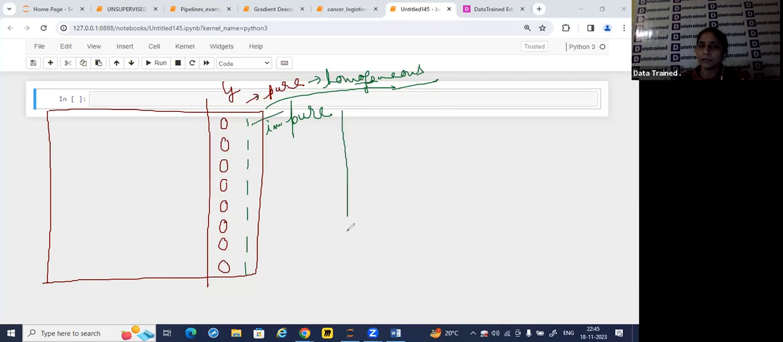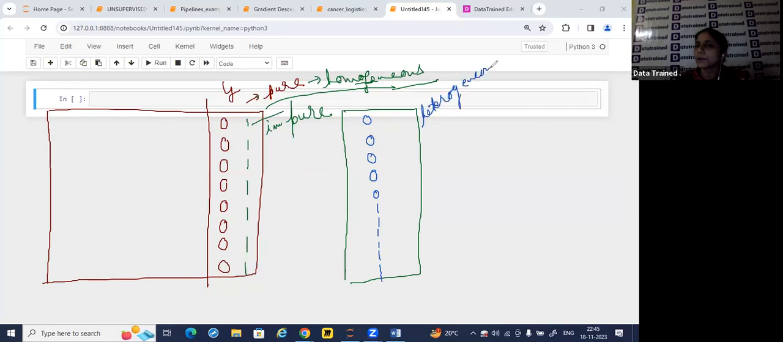Impure means my data set has mixed values, just like 0, 0, 0, 1, 1, 1, 1, 1, 1, 1. Here I will say my data set has heterogeneous, impure values. I need the impurity in my data set. My data set is heterogeneous, so I will say this is a nice data set. My model will learn something. So we call this impurity.